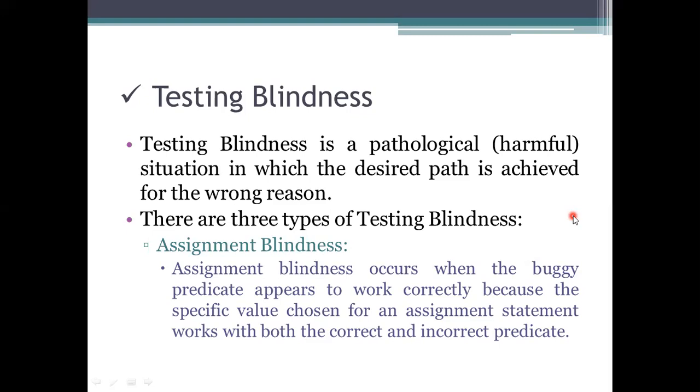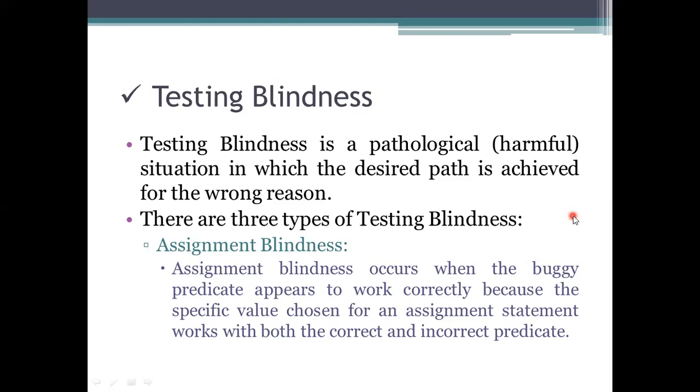Coming to blindness of testing, we need to see whether the predicates have been used or placed correctly or not, and if you have been using some statements in the predicate, how far they are affecting the representation. So we have three types of blindness. The first one is the assignment blindness.